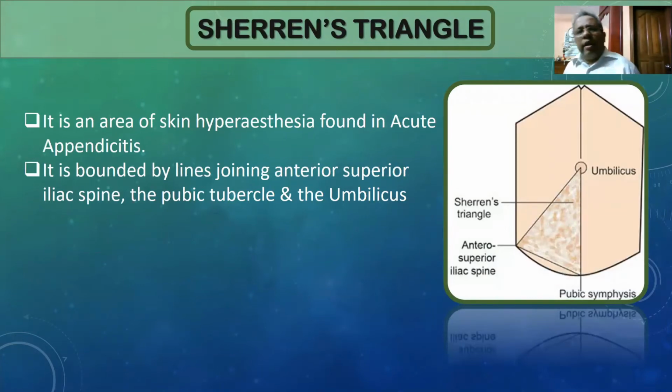So there is a triangle sometimes asked in the exam: what is Sherren's triangle? It is an area of hyperesthesia found in acute appendicitis. It is bounded by the line joining the anterior superior iliac spine, the pubic tubercle, and the umbilicus. So it is a triangle. If you draw that area and there is hyperesthesia, it indicates there is some inflammation. So it is a plus point: hyperesthesia is a positive finding in favor of appendicitis, which is called Sherren's triangle.